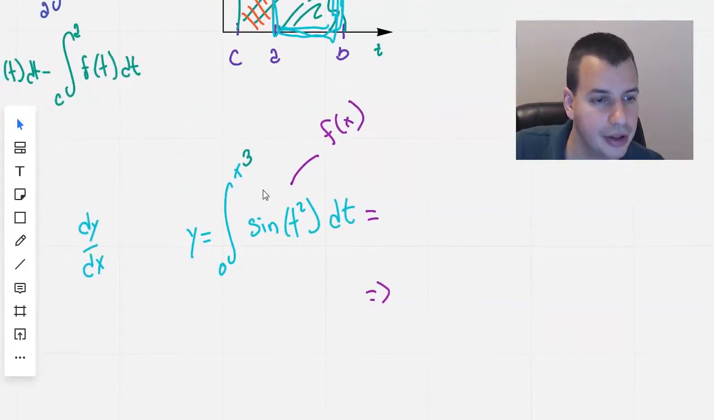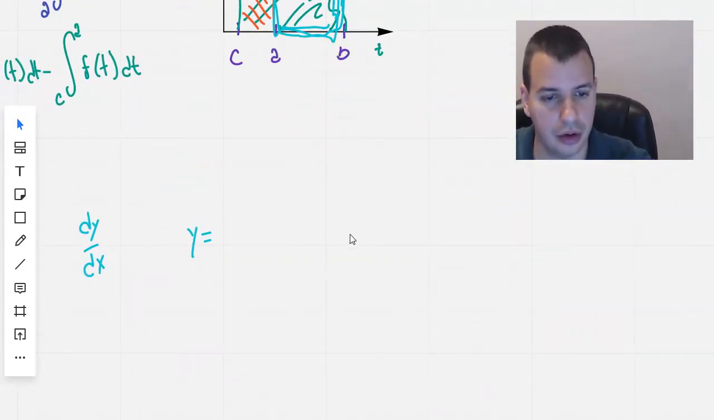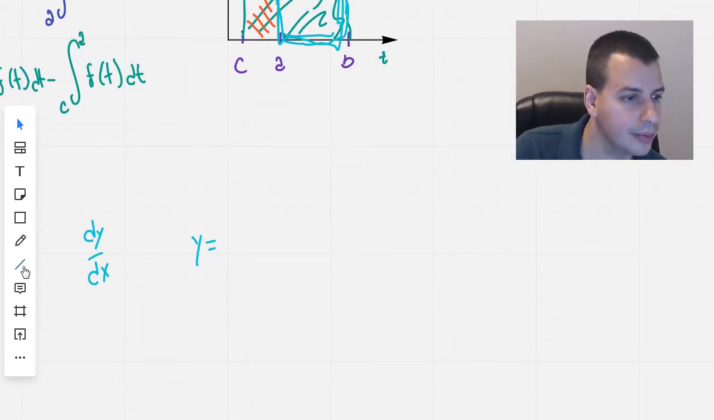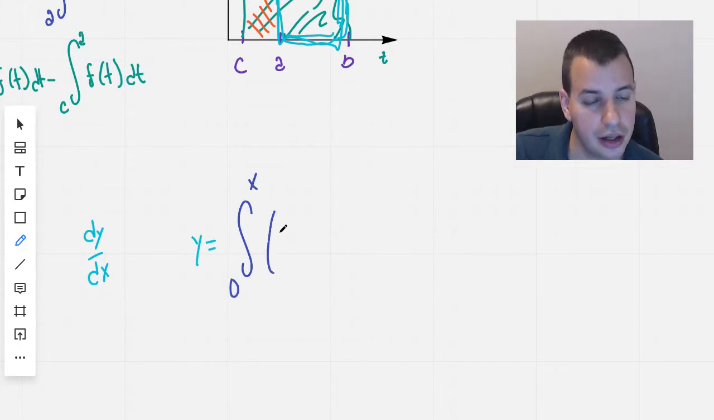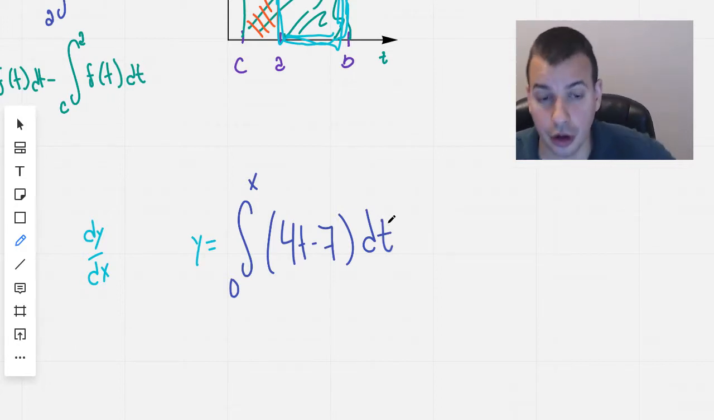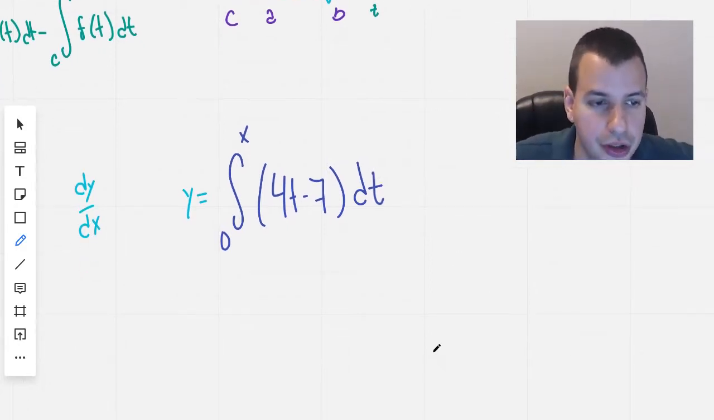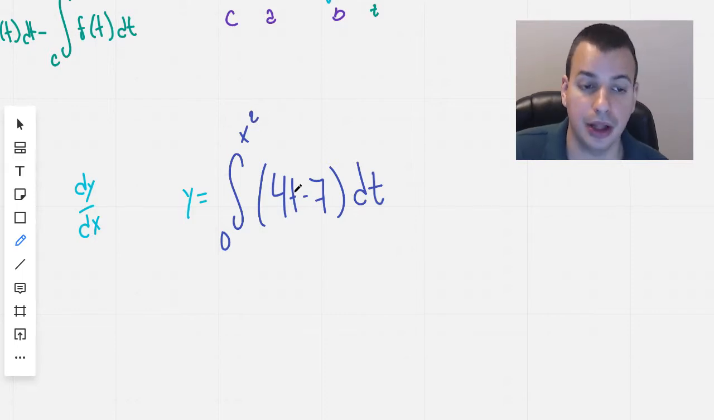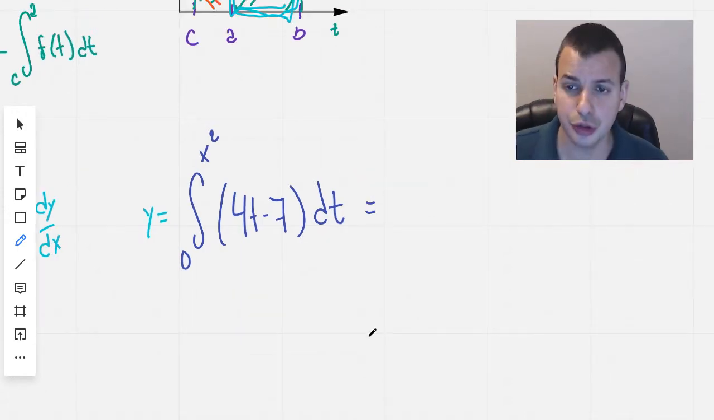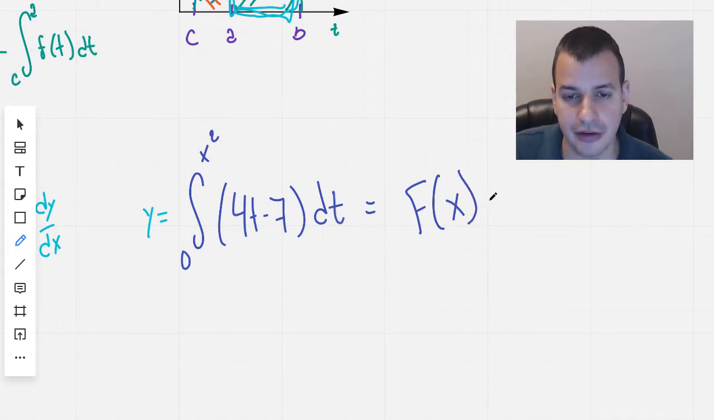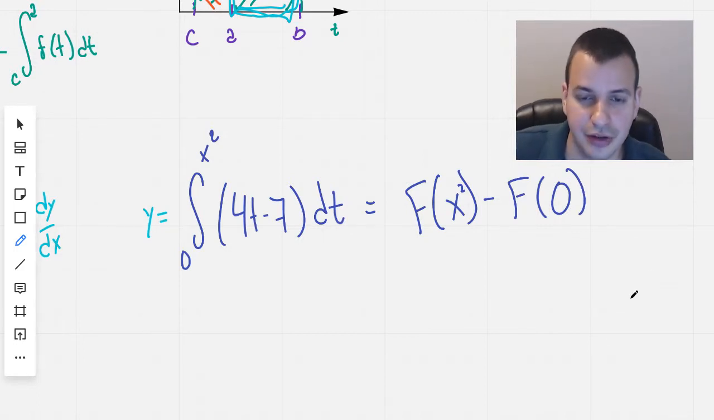But this time, we'll say that we're going from 0 to x squared, and we'll do 4t minus 7 dt. So you probably noticed last time, all we do is we take x, we plug it in for t, whatever value's up here, x squared, and then we multiply by the derivative. So then we look at this as F of x squared minus F of 0, where big F is the antiderivative.